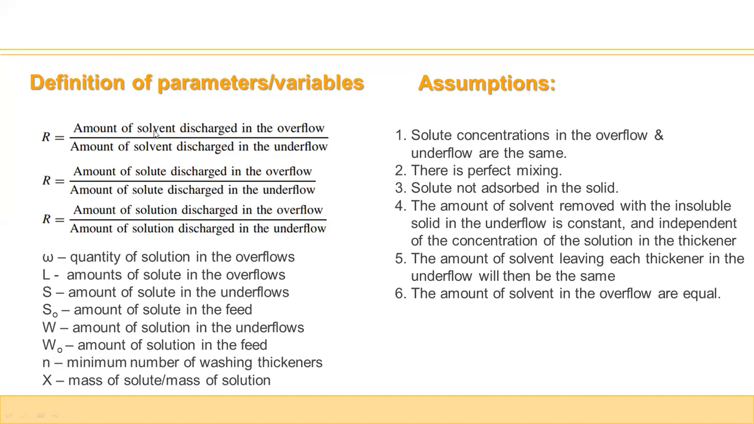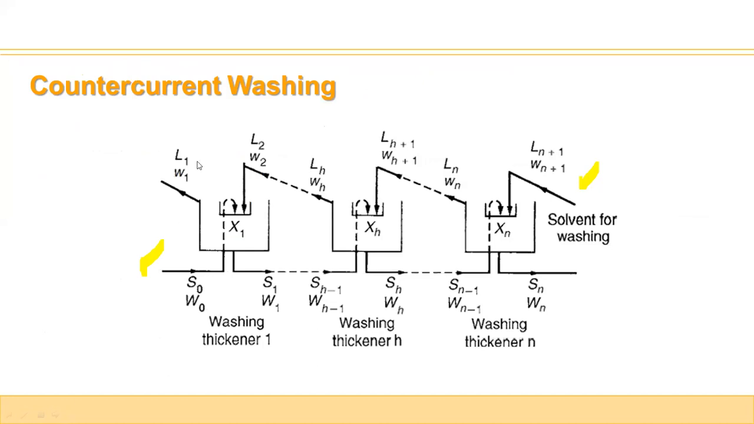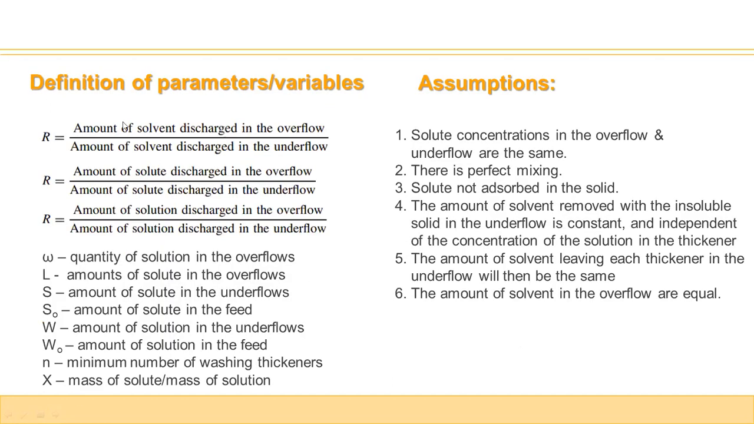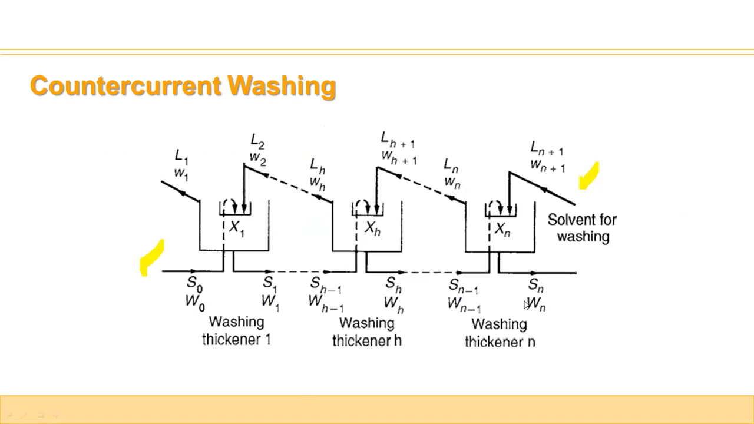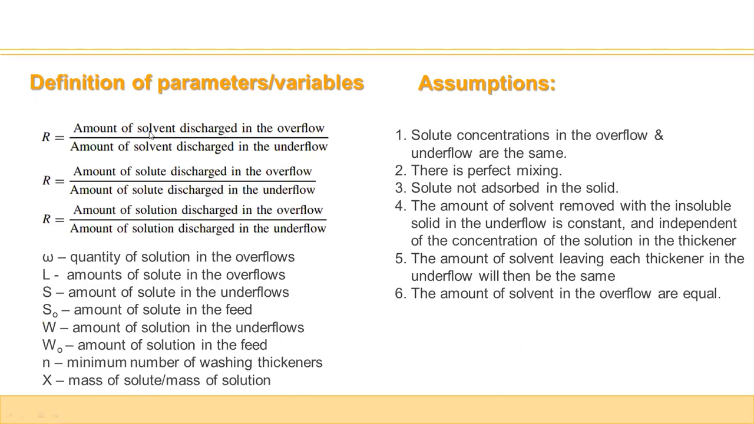So the amount of solvent discharged in the overflow refers to the solvent present in the final washing. That's the numerator for this particular R. Whereas the amount of solvent discharged in the underflow, in the denominator, is the solvent present here in the final slurry, removed in the nth thickener. Okay, only the solvent. So take note that it's only referring to the solvent.